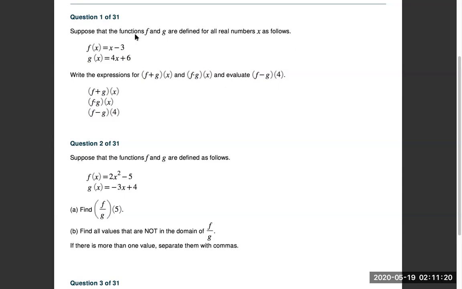Okay, so suppose that the functions f and g are defined for all real numbers x as follows. So let's color code this a bit. F of x is going to be in orange, like we had it before, and g of x is going to be in blue. F of x is defined as the function f of x equals x minus 3, and g of x equals 4x plus 6. Write the expressions for f plus g of x, f times g of x, and evaluate f minus g at 4. Okay, let me write that in here.